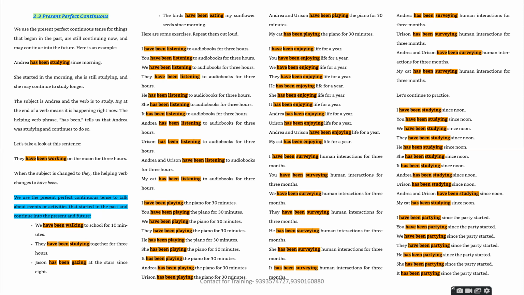The subject is Andrea, and the verb is to study. Ing at the end of a verb means it is happening right now. The helping verb phrase has been tells us that Andrea was studying and continues to do so. They have been working on the moon for 3 hours.